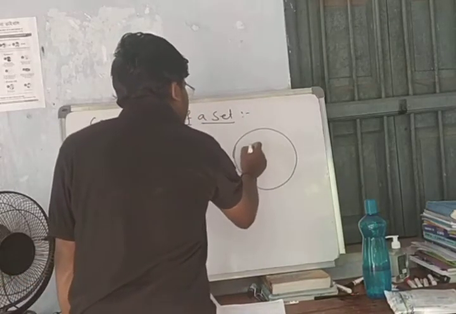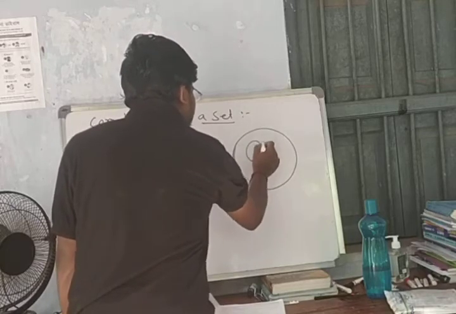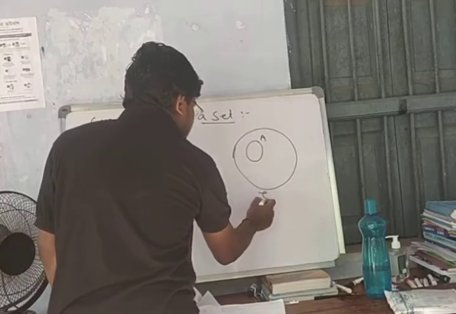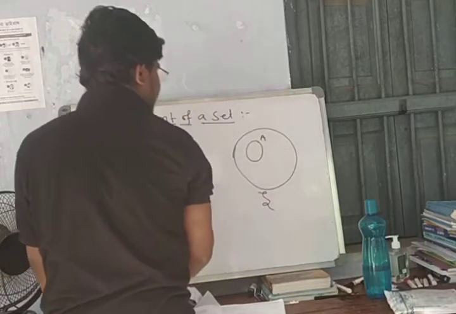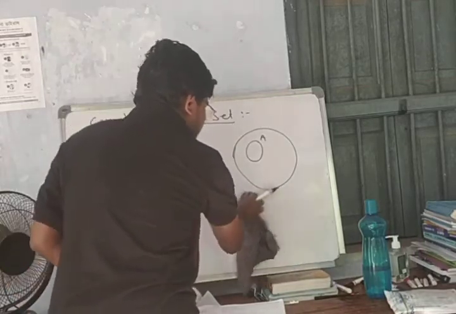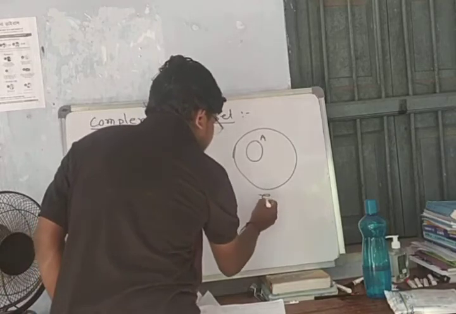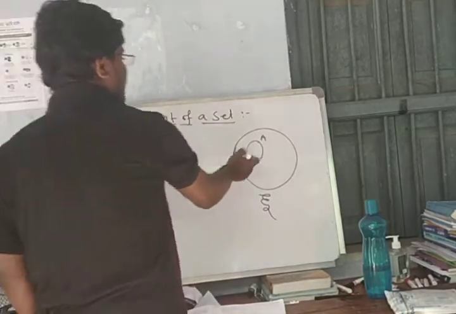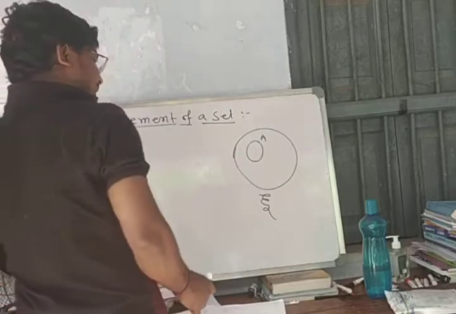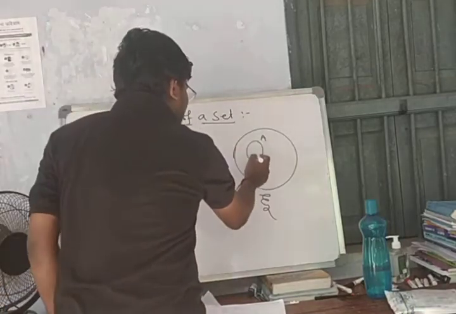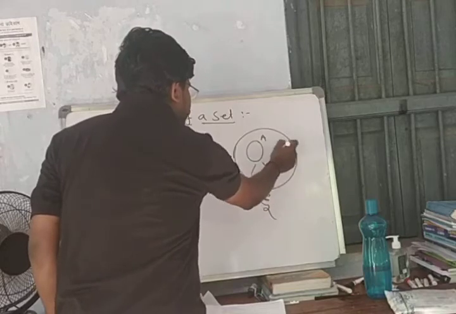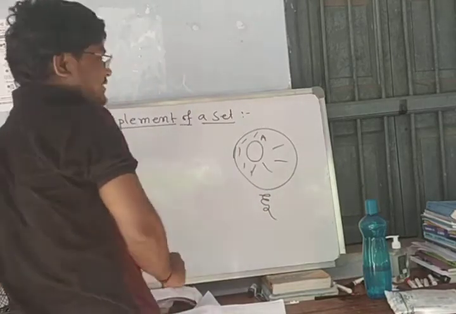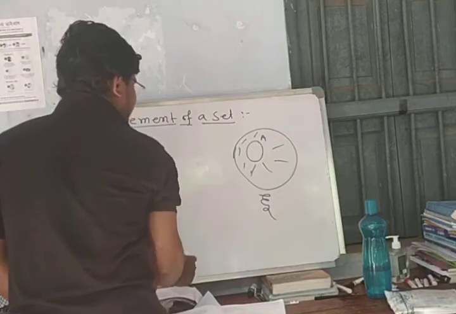This is a universal set. This is a set A. And this is the universal set Xi. The universal set can be written as Xi. Now the complement of this set A means this outer portion, except this.